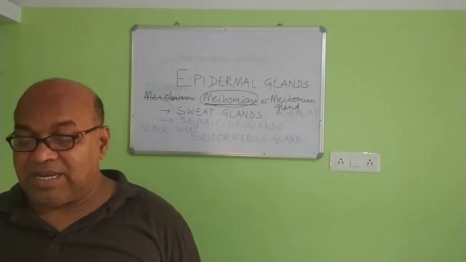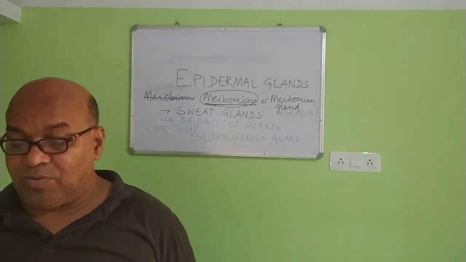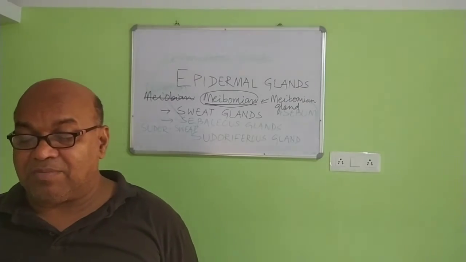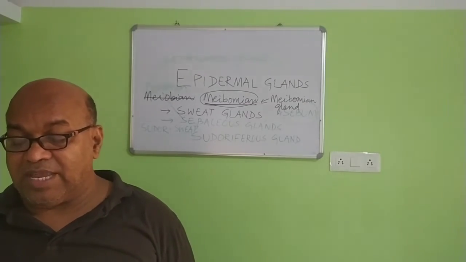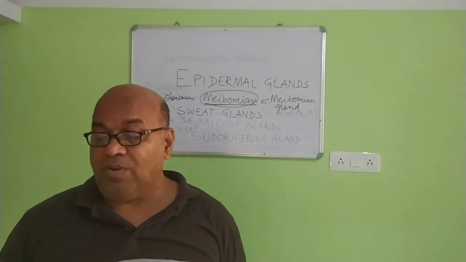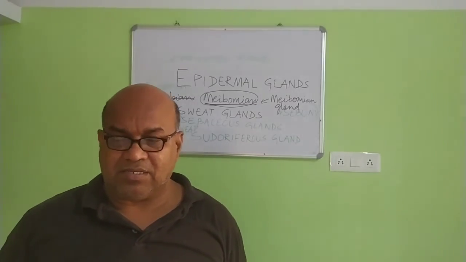Scent glands also help in two ways: first, to attract the partner; secondly, to keep safe from dangers or predators. Then let us come to know about the mammary glands.